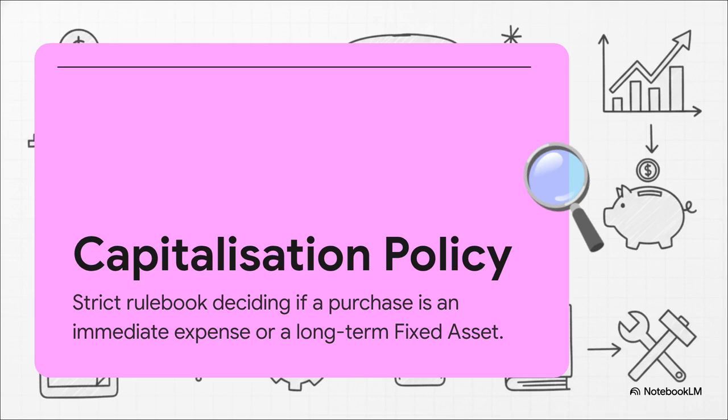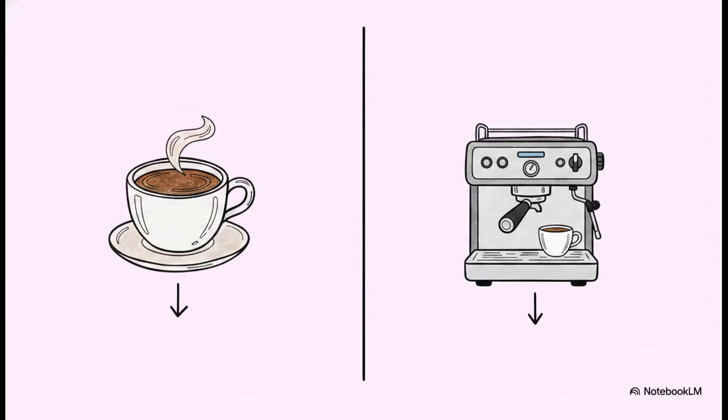And right alongside that rulebook is fixed asset onboarding. This is the super strict physical and digital process of giving that new long-term asset a unique barcode, putting it officially on the balance sheet, and then slowly deducting its cost over its useful life. That mathematical process, by the way, is what we call depreciation. And this brilliantly illustrates the whole concept.